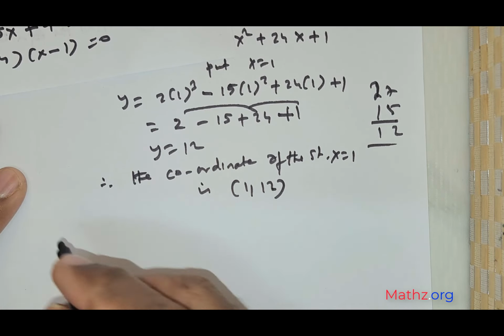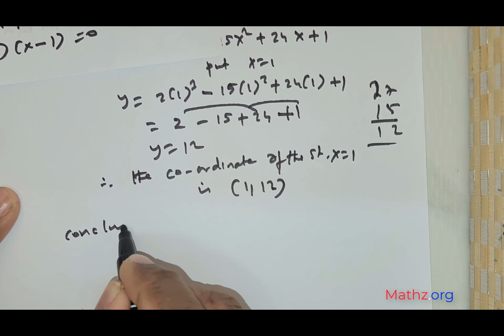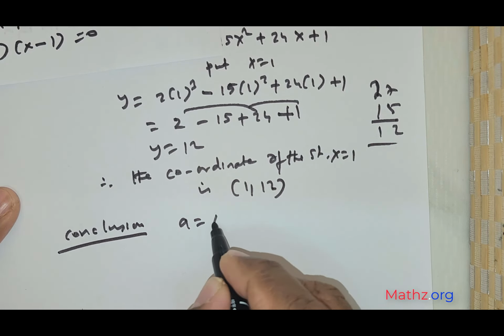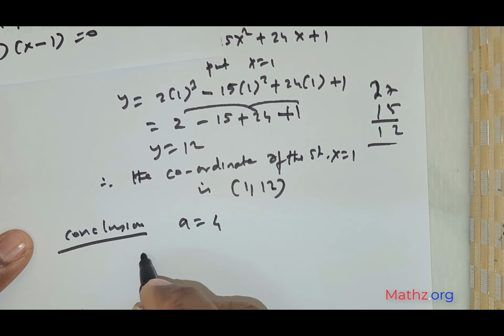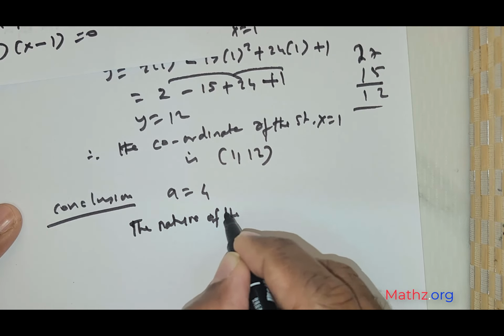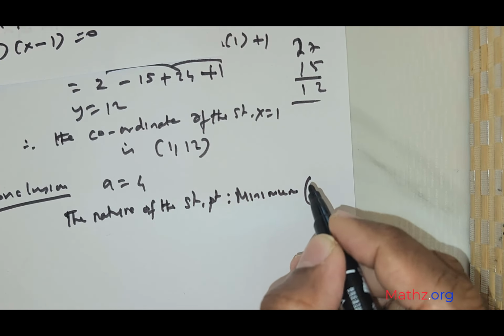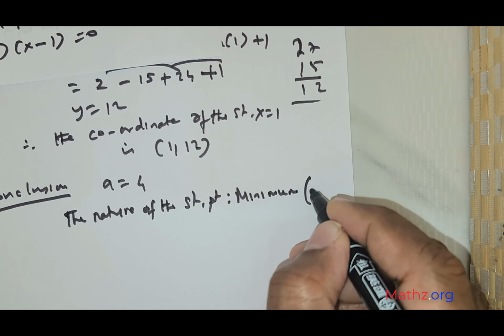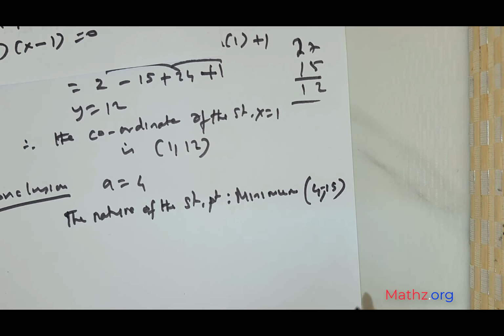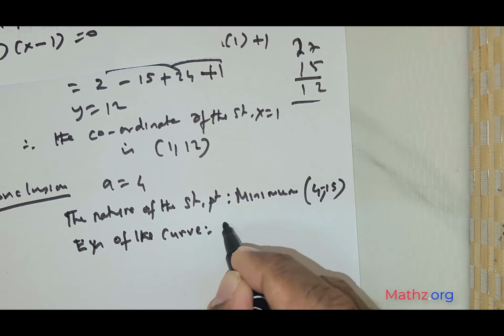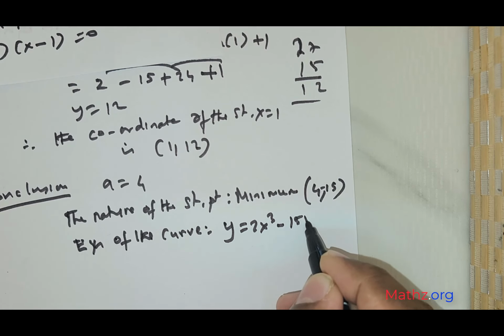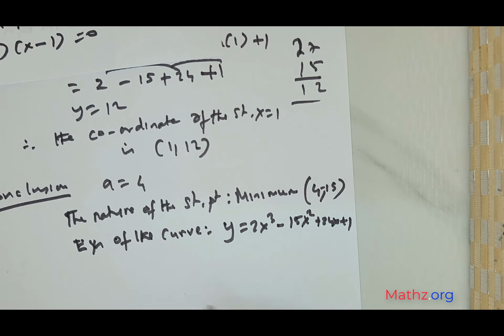Now what is the conclusion? It is always better to write the conclusion. So a is equal to 4, that's one value. So the nature of the stationary point is minimum. And where do we get that coordinate? Coordinate is 4, negative 15, is minimum. The equation of the curve. What is the equation of the curve? Y is equal to 2x cubed, negative 15x squared, positive 24x, positive 1.